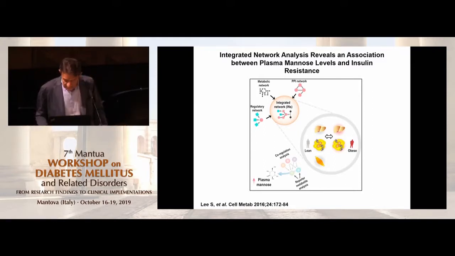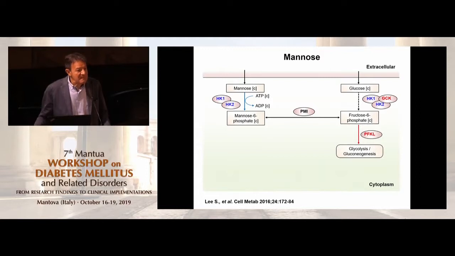And when this was done, another strange guy came up at the top of the list of the metabolites associated with insulin resistance. And this was mannose. Now, I bet that, like myself, very few of you would remember what mannose is. Mannose is an epimer, a C2 epimer of glucose. It circulates at very low levels, about 100 times less than glucose.